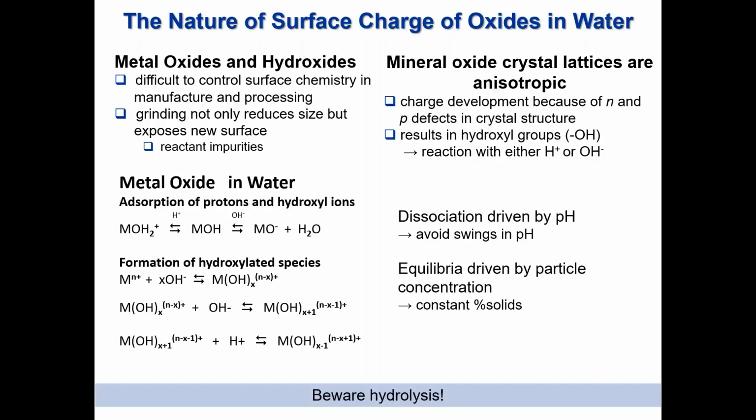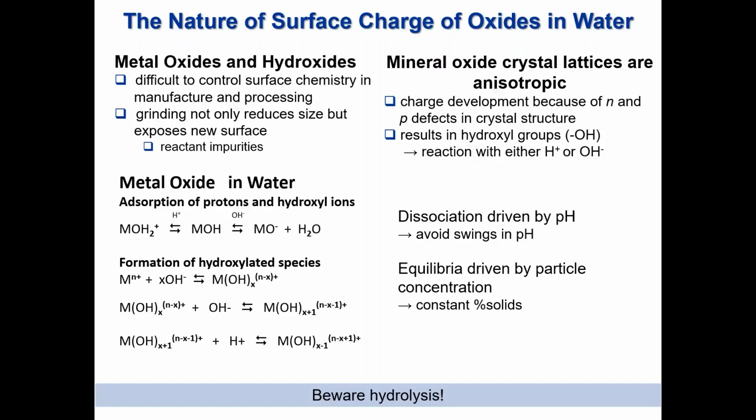Most crystal lattices, as I've already said, are anisotropic, and this results in surface defects, and in the case of metal oxides, provides the amphoteric hydroxyl groups that now undergo reaction with either H+ or OH-. Importantly, the oxides of most di- and trivalent metals are amphoteric, and dissolution tends to be in the form of the hydroxide. Swings in pH can cause reprecipitation back onto the oxide surface in a different chemical form, altering the surface chemistry and hence the charge and hence the Zeta potential.